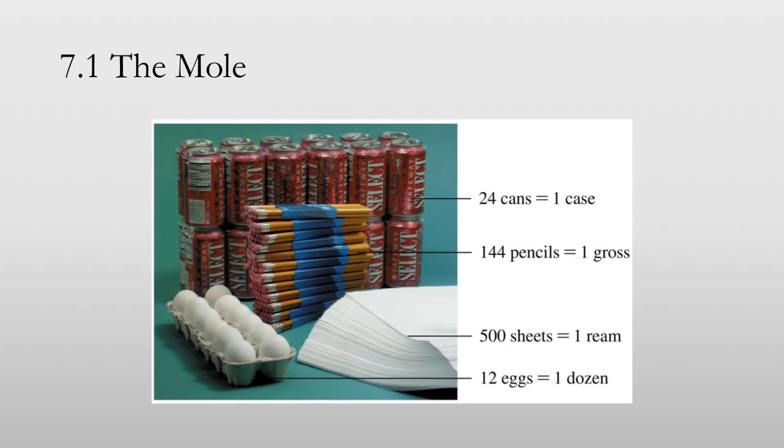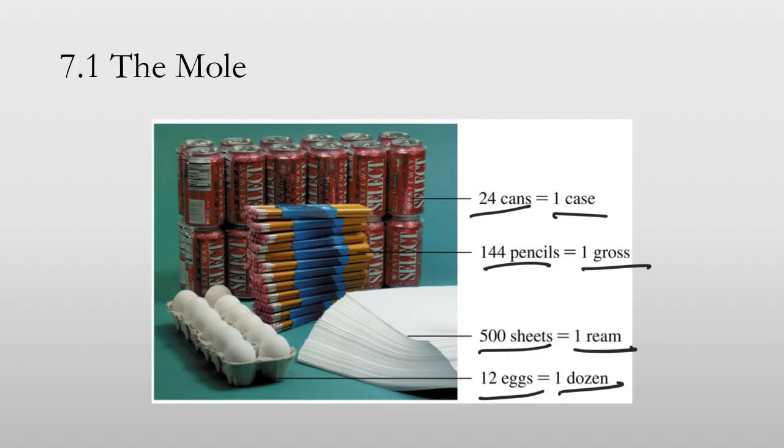So this is just a picture that explains the mole is a measured quantity by counting. And you see here there's 24 cans equals 1 case. 144 pencils is 1 gross, 500 sheets is 1 ream, 12 eggs is 1 dozen. And you could apply these to any object you want. If you had 144 chairs in a room, you'd have a gross of chairs. And there's many other types of counting quantities like this out there, but these are a few of the more widely known ones.